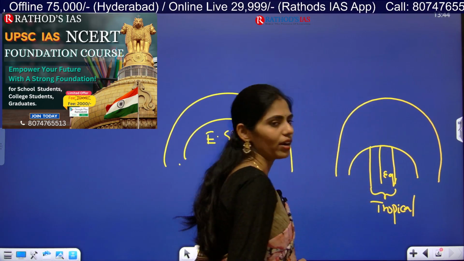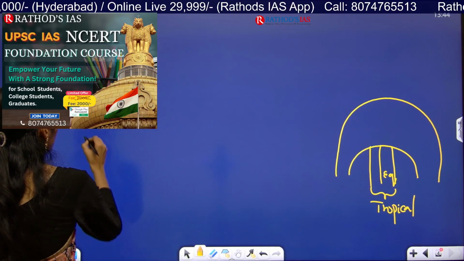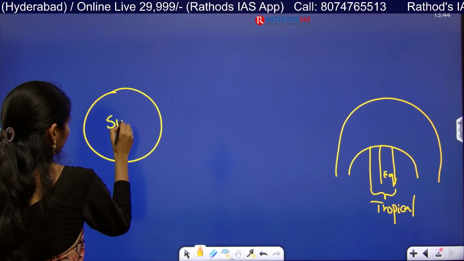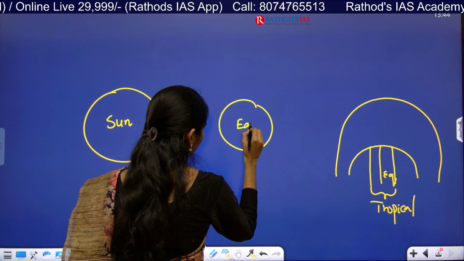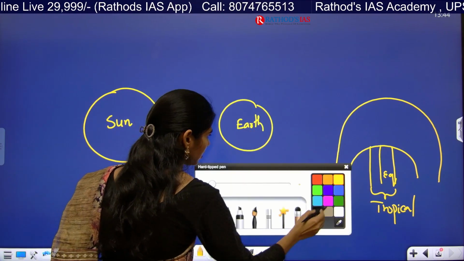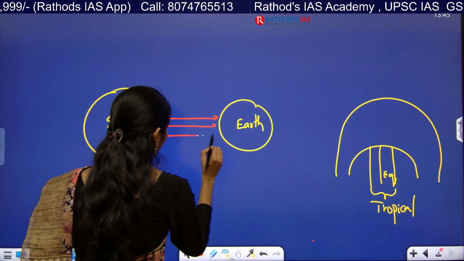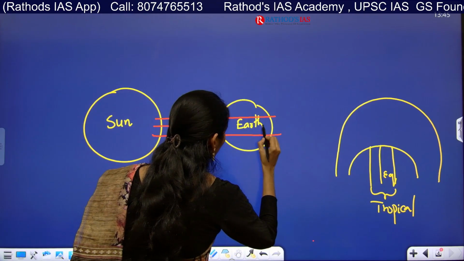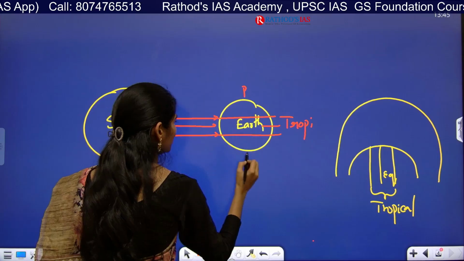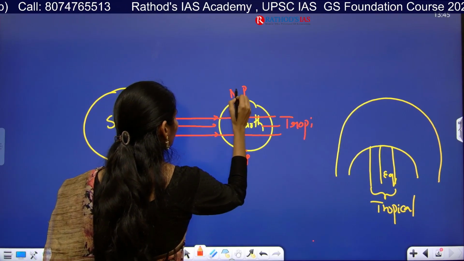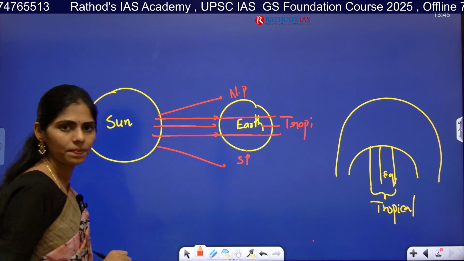If you draw one more diagram here, this is our sun, and this is our earth, right? Normally we will be getting direct sun rays in this region. So this region is the tropical region. And if you go to the poles, this is the North Pole and this is the South Pole, we will be having slanting rays, correct?